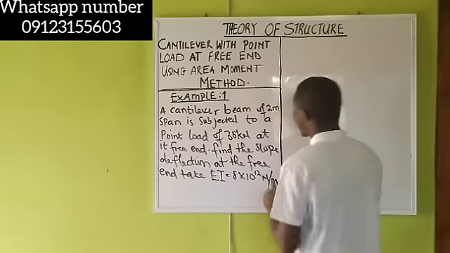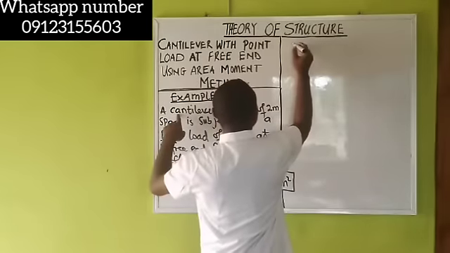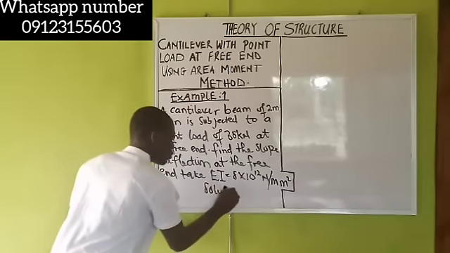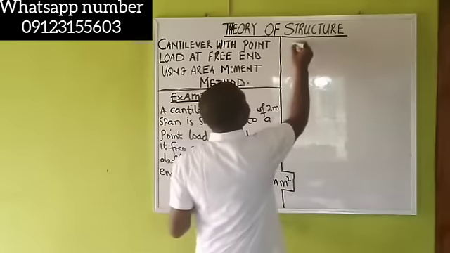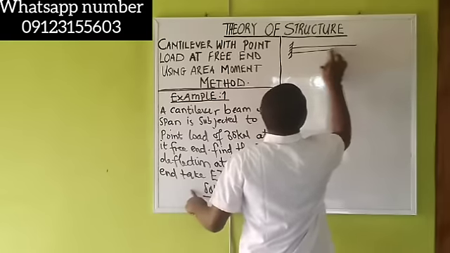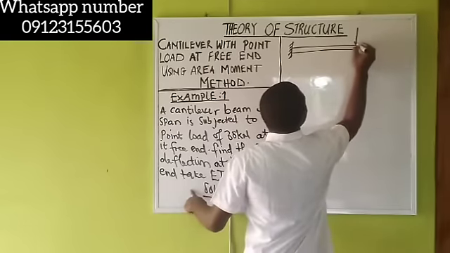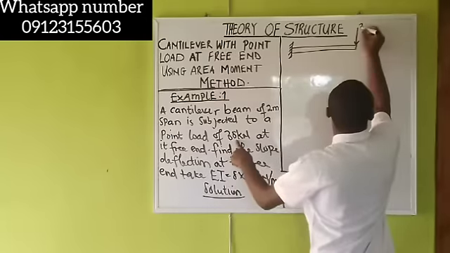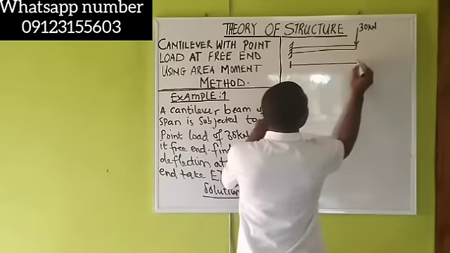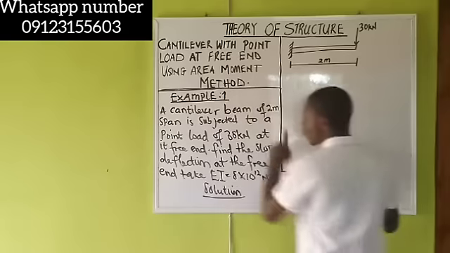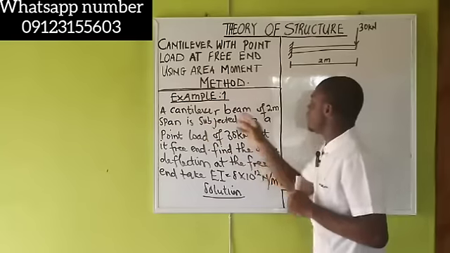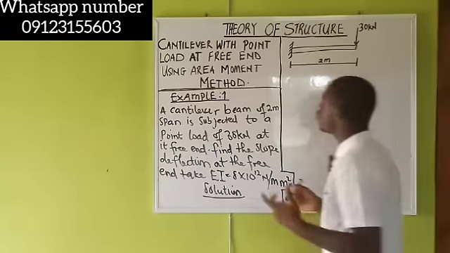I know a cantilever beam is in this format. With a point load at its free end, it will be illustrated in this way. The point load is 30 kilonewton, while the span is given as 2 meter. Alright. What am I given again? A cantilever beam of 2 meter span. That is all.